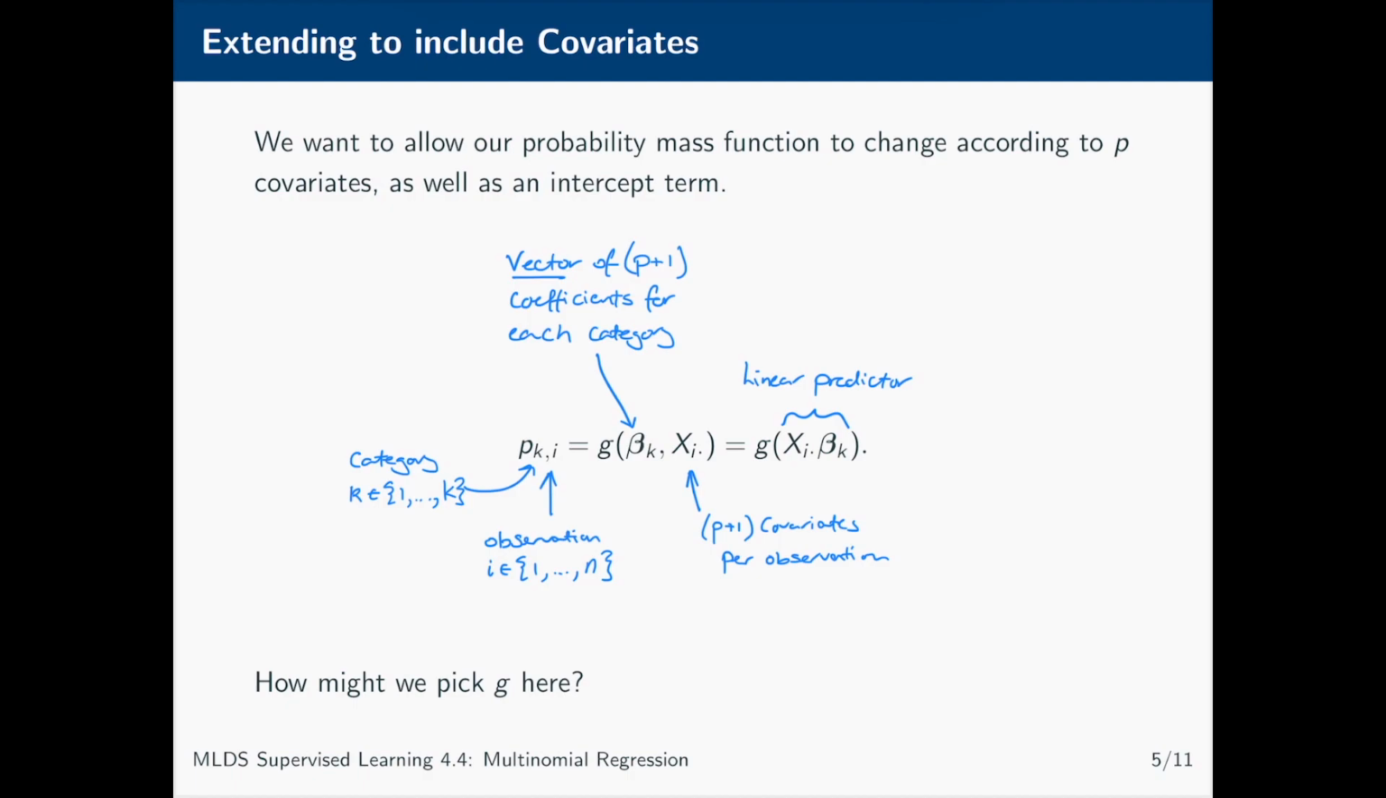We therefore run into the same problem that we had for logistic regression, and we need to consider again how we might pick the function g. We'll explore two motivations that lead us to two different parameterizations of the same underlying model here.